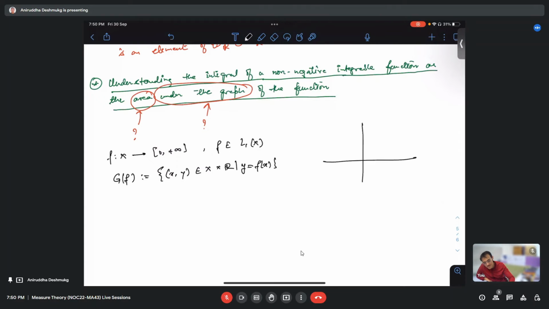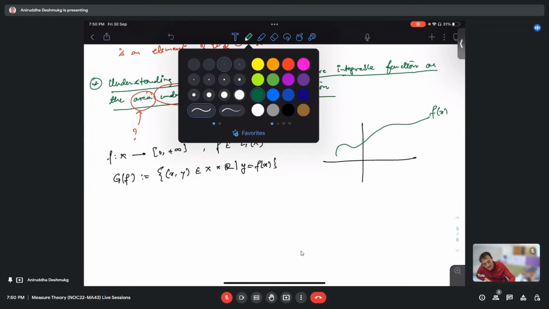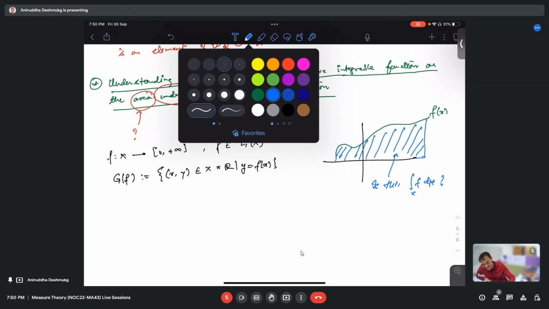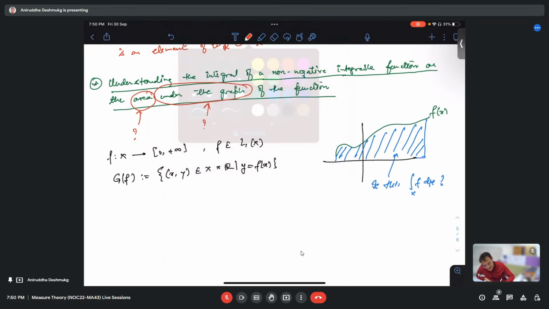So in general, it may look something like this. This is our reference. Now we want to visualize this part. Now this is the area under the curve. We want to visualize this as the integral of f. This is our question. This is called the graph.